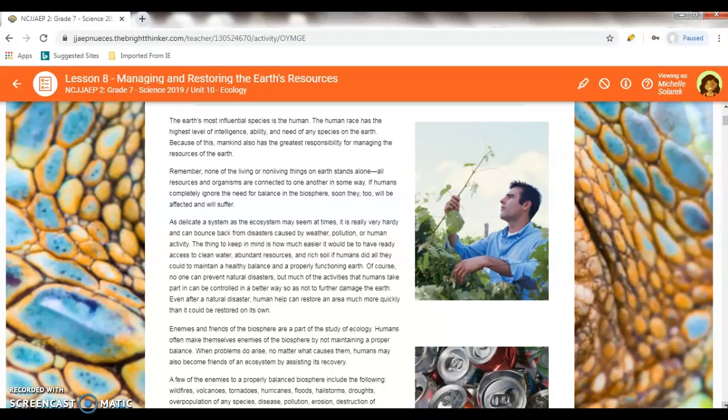As delicate as the ecosystem may seem at times, it is really very hardy and can bounce back from disasters caused by weather, pollution, or human activity. The thing to keep in mind is how much easier it would be to have ready access to clean water, abundant resources, and rich soil if humans did all they could to maintain a healthy balance and a properly functioning Earth. Of course, no one can prevent natural disasters, but much of what humans do can be controlled in better ways so as not to further damage the Earth. Even after a natural disaster, humans can help restore any area much more quickly than it could be restored on its own.